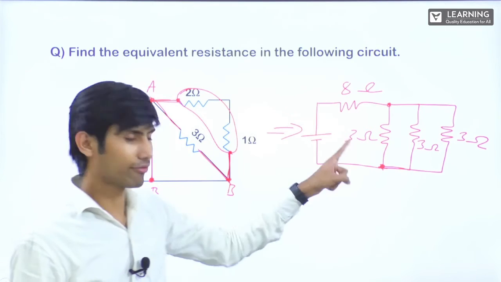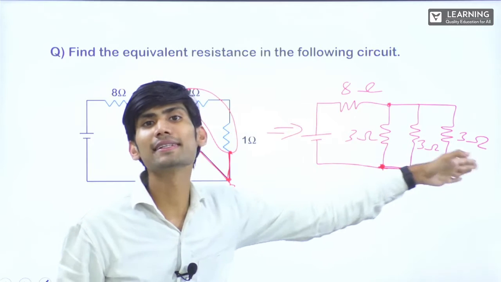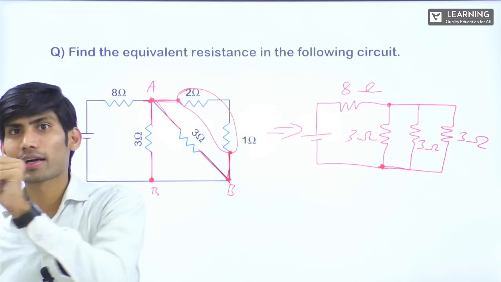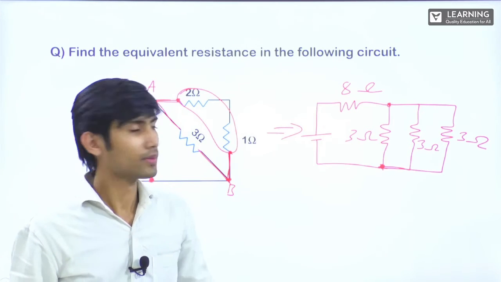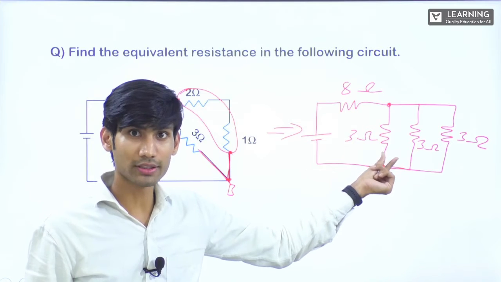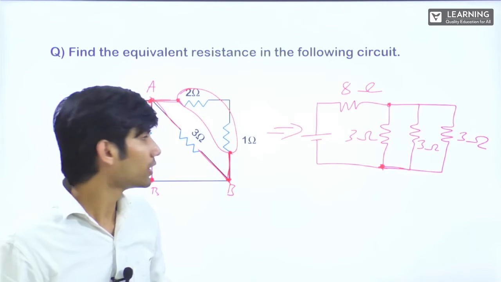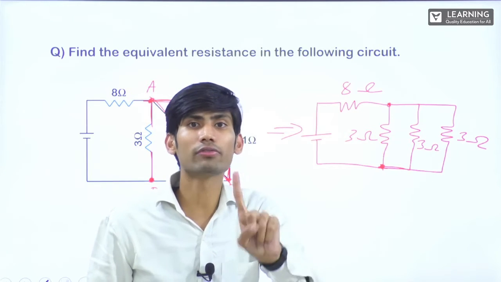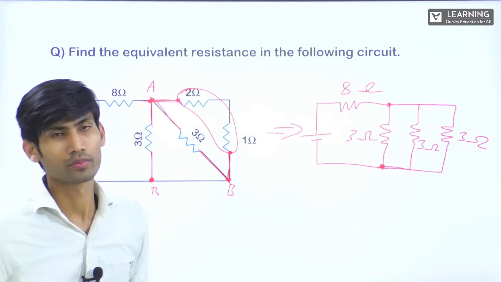How? Now remember this also. If equal resistances are connected in parallel, the equivalent resistance will be the value of that one individual resistance divided by the number of resistances. So the value of one individual is 3, divided by the number of resistances connected in parallel, that is 3. 3 by 3 is 1 ohm. The equivalent will be 1 ohm. Okay? Keep this in mind.